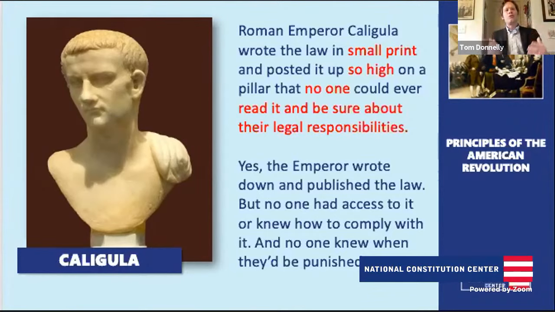So what did Caligula do? Caligula wrote the law in small print and posted it up so high that no one could ever read it and be sure of their legal responsibilities. And so the emperor can say, sure, I wrote the law down. I put it up there in public, but no one had access to it. No one knew how to comply with it. No one knew what the rules were. And so anyone could be punished for anything. It was up to the emperor and his whim. And so there's no process, no fairness, no equality, no requirement to follow reason. It's just the whims of one person. That's what we mean by arbitrary rule.